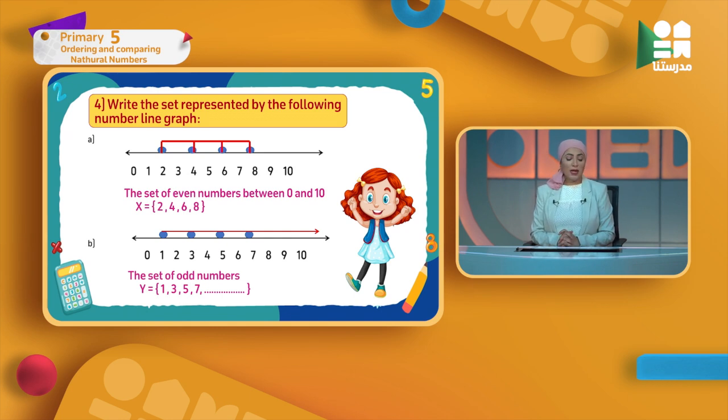Letter B, as you see, it is the set of odd numbers, but this one, it's not between anything or smaller than anything. It's just the set of odd numbers, and it is infinite. It has no end, as you see. So y equals 1, 3, 5, 7, and so on.